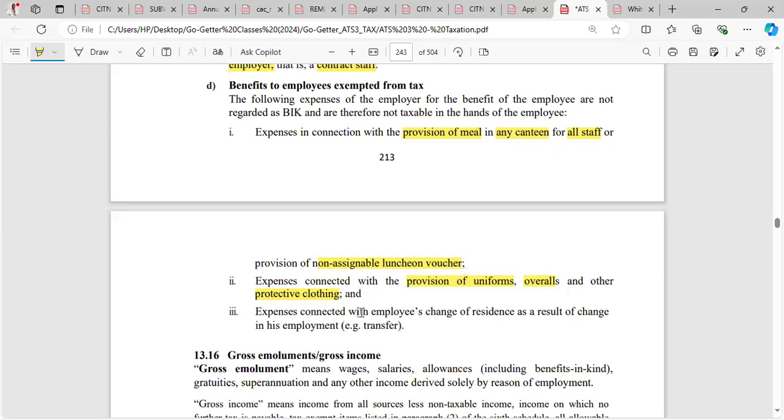Then there's another one, expenses connected with employee's change of residence as a result of his change in his employment. Now, let's say you are in Lagos and you are being transferred to Abuja. Now, because you are transferred to Abuja in your same company, you now made expenses. Your boss now paid for your flight ticket. He paid for carrying your load because he's the one sending you on transfer and all that. This is a benefit enjoyed by the employee. It is not going to be seen as income in the employee's hand.